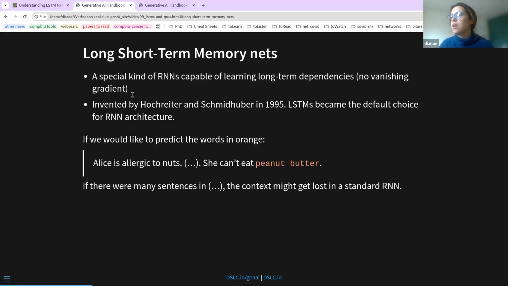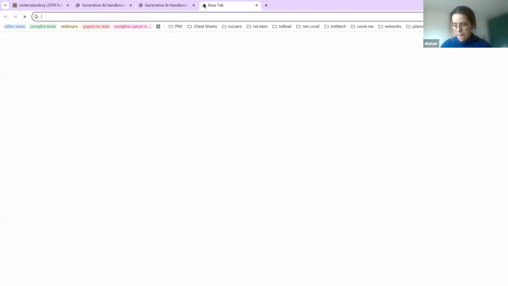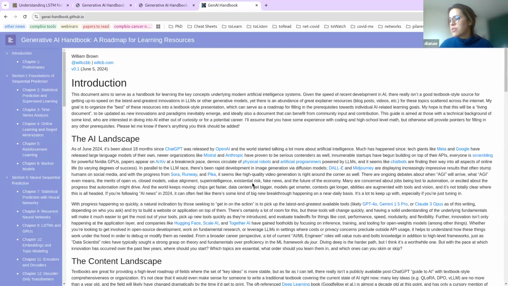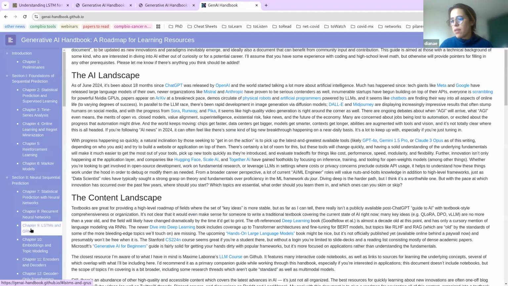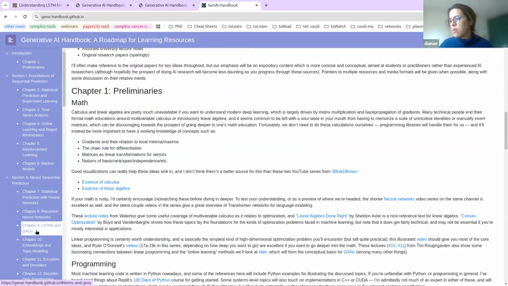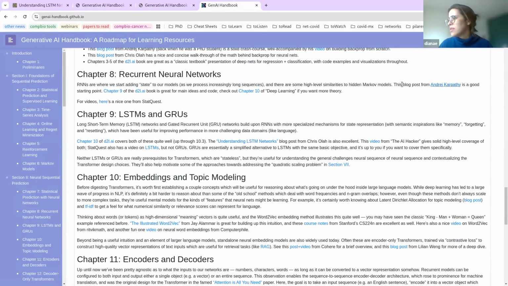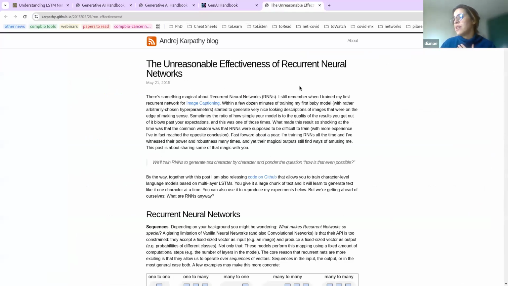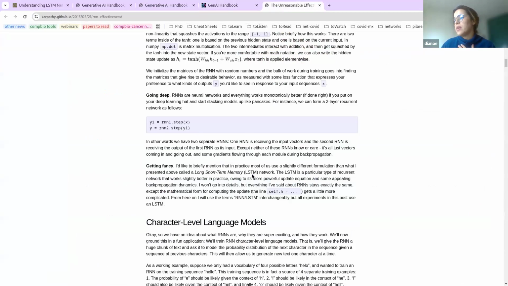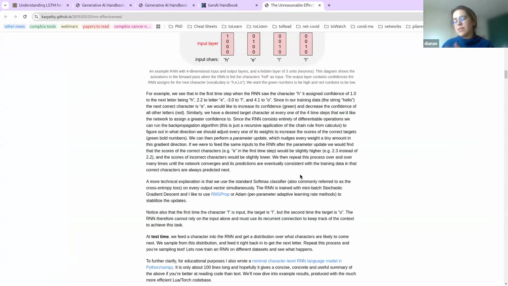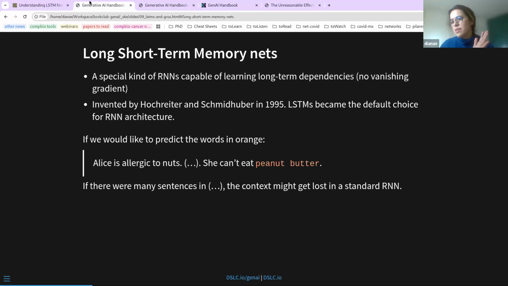Actually, in one of the resources that our handbook has right here. Oh, sorry. No, it's actually in this one. The author starts talking about recurrent neural networks, but he goes to LSTMs very quickly. So it seems that they are actually very popular.